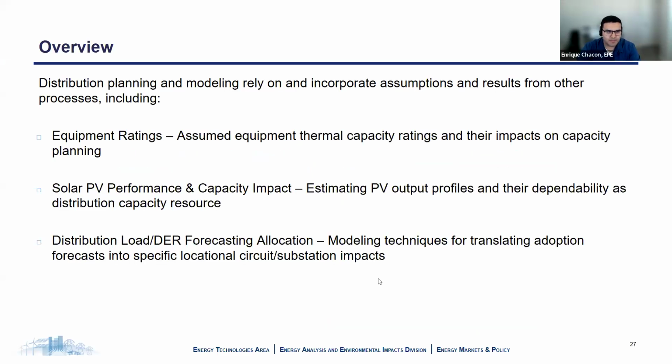We'll talk about the overview. All right, so for this here, distribution planning and modeling do rely on and incorporate assumptions and results from other processes. So some of these are truly out of the control of an engineer. So you can be provided equipment ratings, solar PV performance and capacity impact, and in some instances, distribution load / DER forecasting allocation. We'll talk about these as we go through the presentation. Next slide.